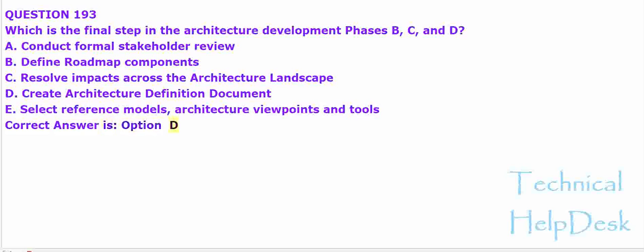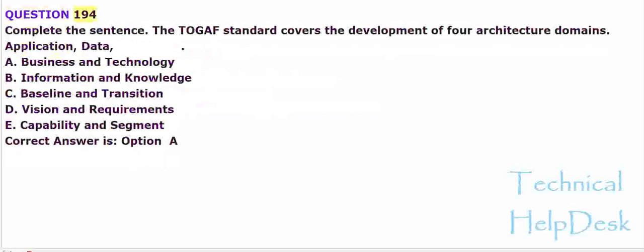Question 194. Complete the sentence. The TOGAF standard covers the development of 4 architecture domains: application, data, and ___. A. Business and technology. B. Information and knowledge. C. Baseline and transition. D. Vision and requirements. E. Capability and segment. Correct answer is option A.